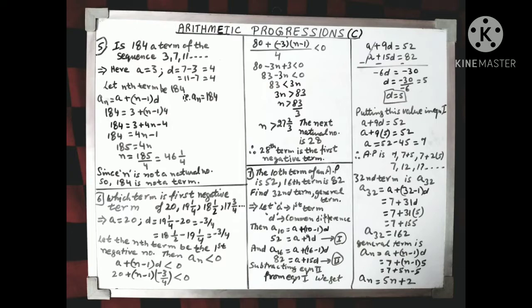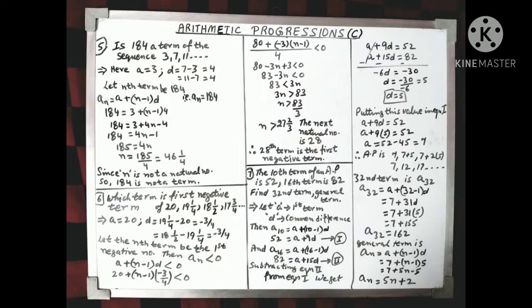Now let the nth term be the first negative number of this AP. Then we will have the nth term is less than 0. Nth term is given by A plus n minus 1 D. So we will put the respective values: 20 plus n minus 1 into minus 3 by 4. Right? We will take the LCM over here on the left hand side.